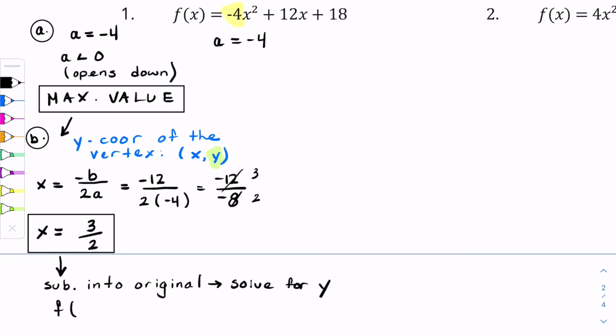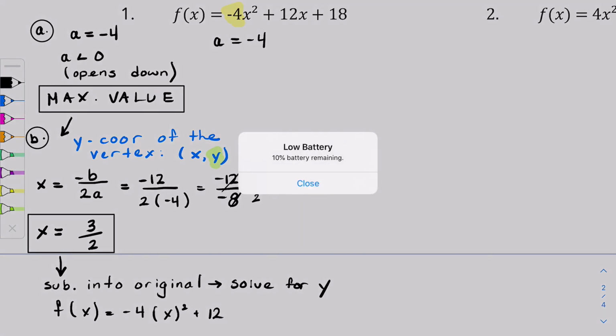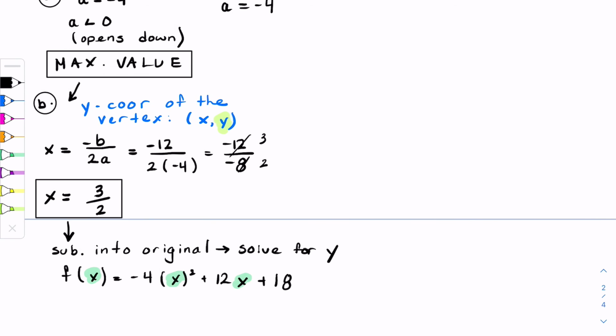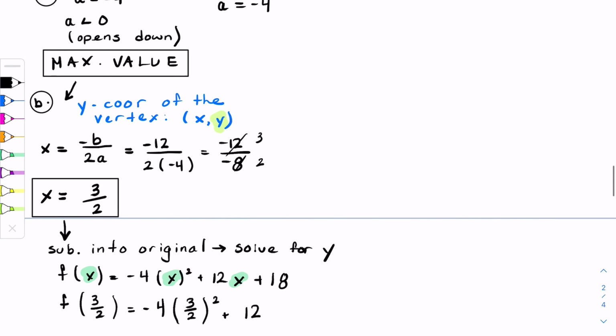The original equation is f of x is equal to -4 times x squared plus 12 times x plus 18. So wherever I see x, I am going to replace it with the fraction of 3 over 2. I will say that this one is a little more challenging because of the fraction. We won't see many that are fractions, but it is a good idea to see a few of them. That way, if you get one with a fraction, you're not completely shocked.